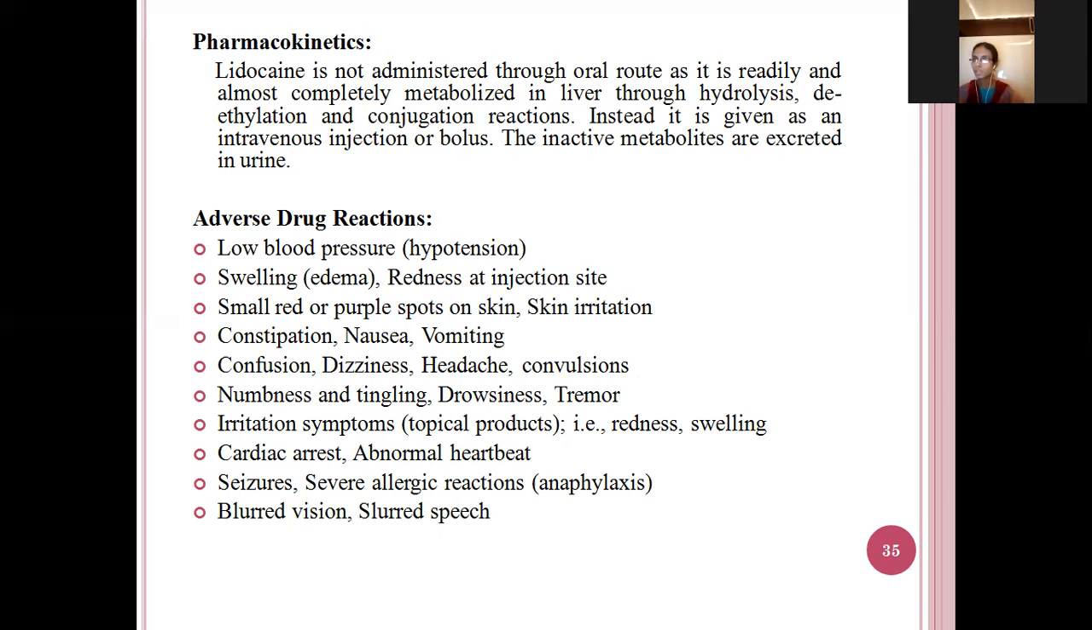At the site where it was taken, we can see redness, skin irritation, and a change in skin color, meaning red or purple spots can be seen on the skin. Other effects are nausea, constipation, vomiting, confusion, dizziness, headache, convulsions, drowsiness, numbness, and tremors. Irritation symptoms include redness and swelling. Also cardiac arrest, abnormal heartbeat, seizures, severe allergic reactions, blurred vision, meaning can't see properly, and slurred speech, meaning can't speak properly.